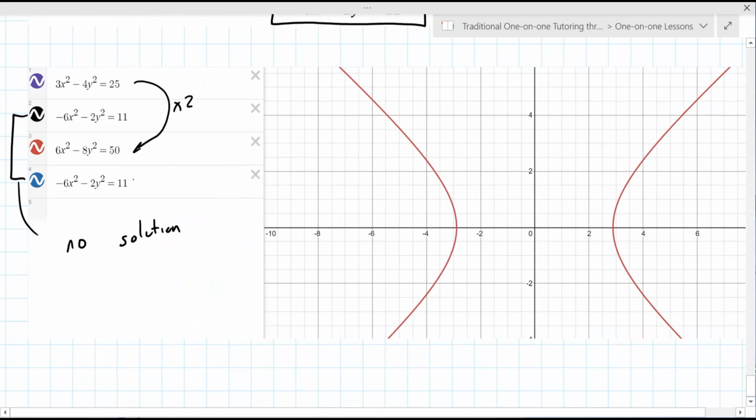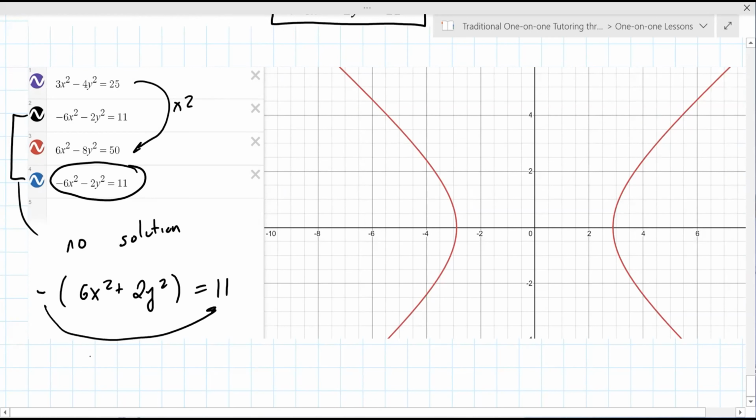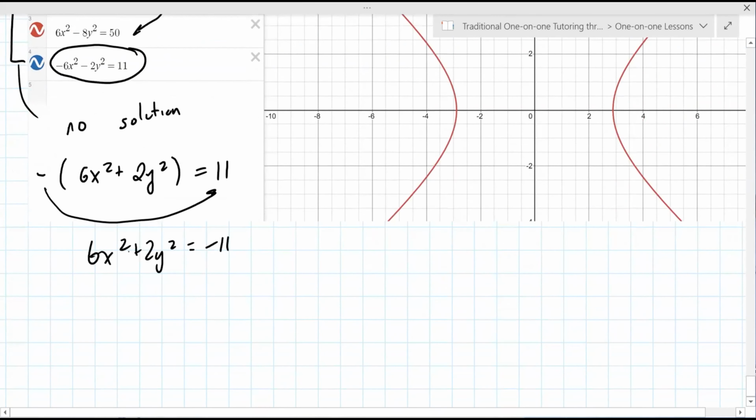Well, let me try to show you this really quickly here. If you factor out a negative one on the left, you get 6x squared plus 2y squared equals 11. And if you move that negative over here, here's what this says. You take a number, square it, multiply by 6, take a number, square it, multiply by 2, and add them together. These are always positive. So two positives can never equal a negative.